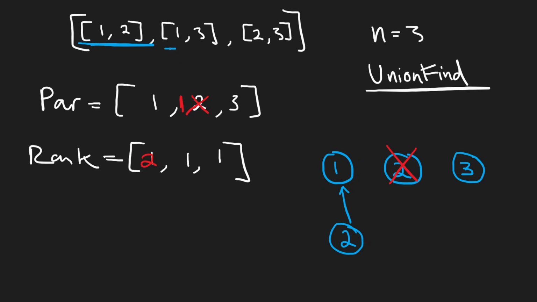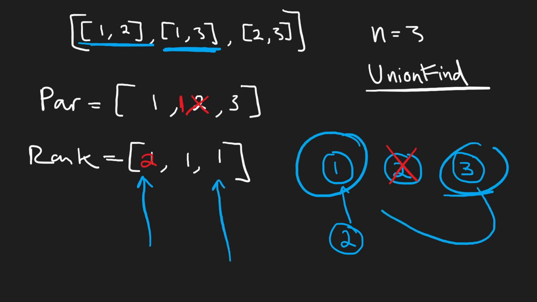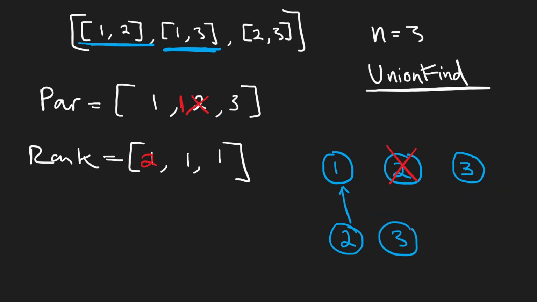Next, we're going to go to the next edge, 1 and 3. This means we're going to be connecting 1 and 3 together. So since 1 is the parent of 1 and 3 is the parent of 3, let's get the ranks of both of these. The rank of 1 is going to be 2. The rank of 3 is going to be 1. Since 1 has a larger rank than 3, that means 3 is going to be the child of 1. So let's add 3 as a child of 1.